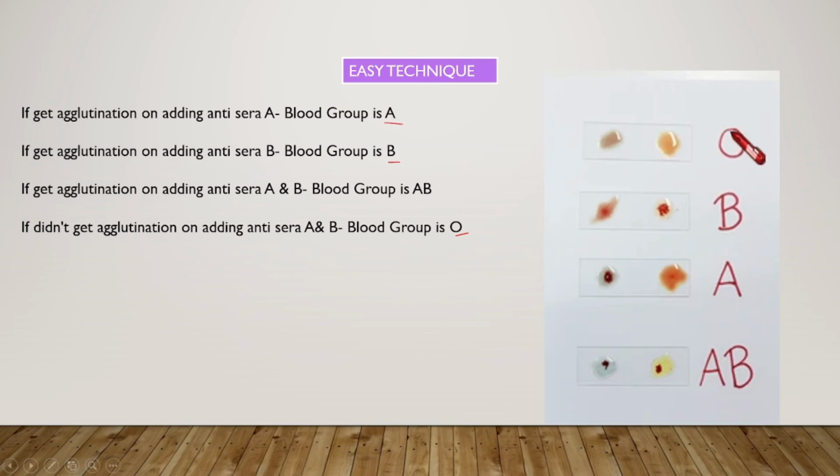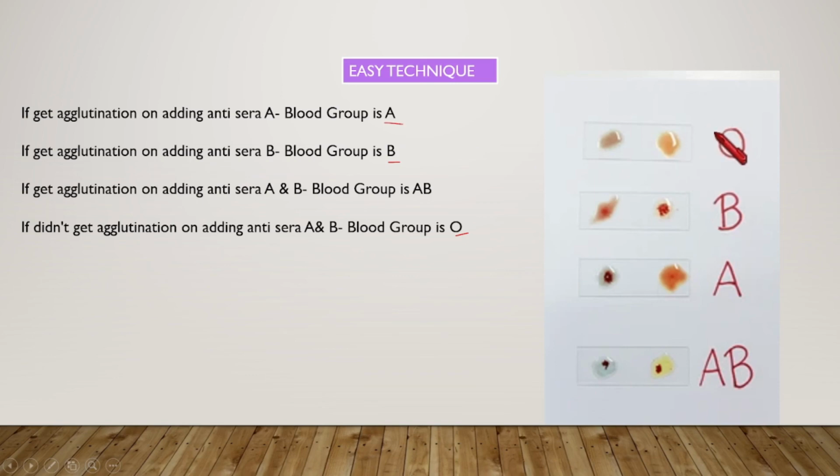You can look and understand. In the O group, there is no agglutination with respect to anti sera A and anti sera B. This is B blood group. Here, corresponding to anti sera B only, we can see the agglutination. Then in the case of A blood group, we see agglutination only with respect to anti sera A. Here, with response to both anti sera, we can see agglutination. In this picture, the anti sera D case is not shown. Anyway, I think it is clear to you.